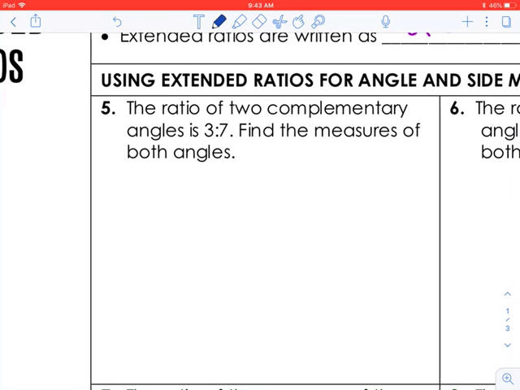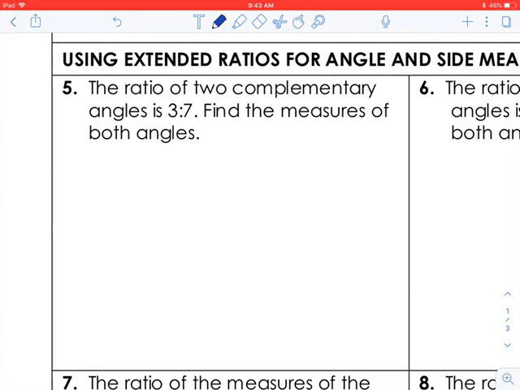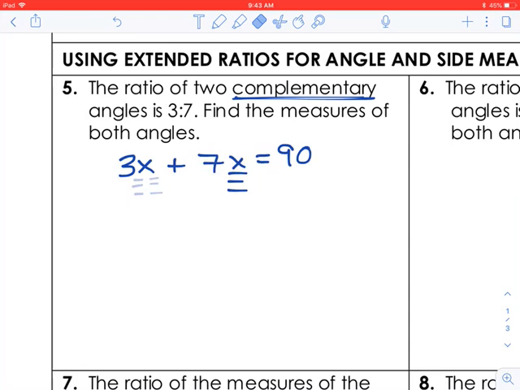The ratio of 2 complementary angles is 3 to 7. Find the measure of both angles. Complementary means they add up to 90. If the ratio is 3 to 7, I don't know what the actual number is, so I can say 3 times whatever plus 7 times whatever equals 90. I need to multiply by a certain number to get that actual ratio. So that's 10x equals 90. When I divide by 10, x is 9.